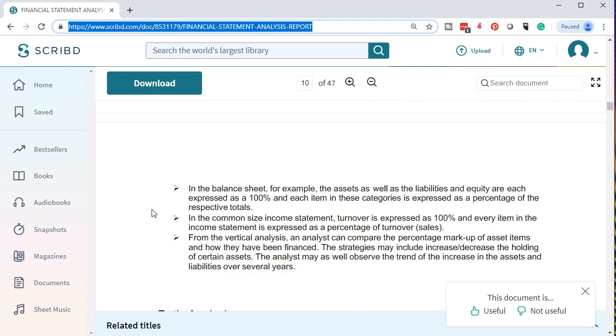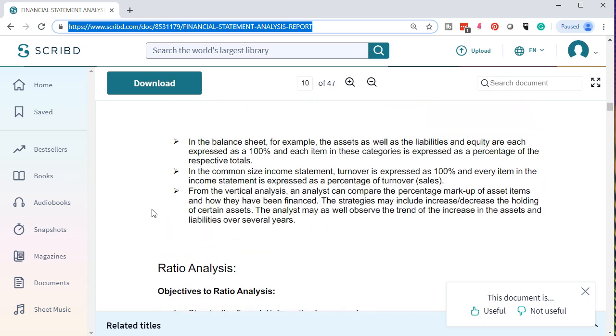In the balance sheet, for example, the assets as well as the liabilities and equity are each expressed as 100%. Each item in these categories is expressed as a percentage of the respective totals. So we're going to be taking a relation of every category to total assets, total liabilities, and equity. In a common size income statement, turnover is expressed as 100% and every item in the income statement is expressed as a percentage of turnover, or sales. So on the income statement, we're comparing everything to sales in our vertical analysis.